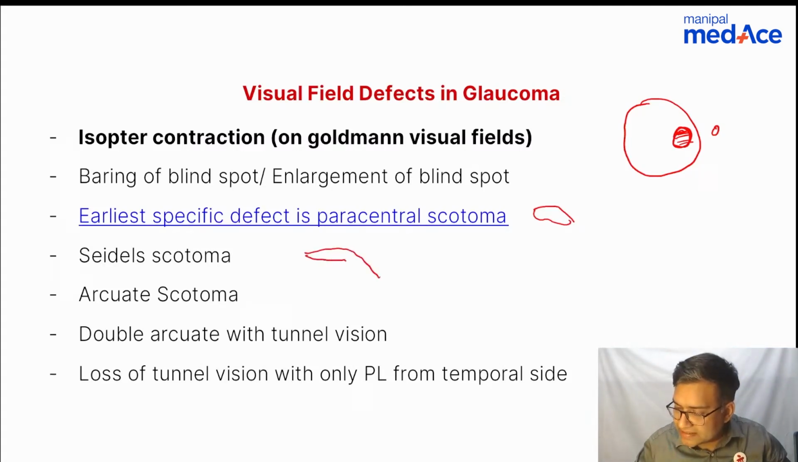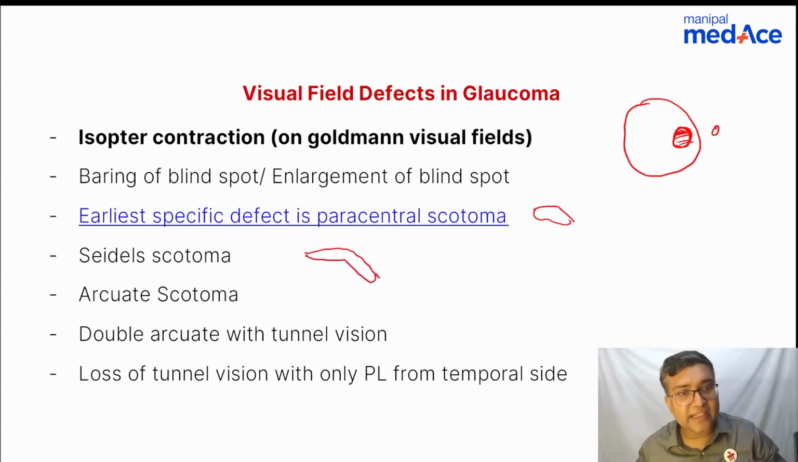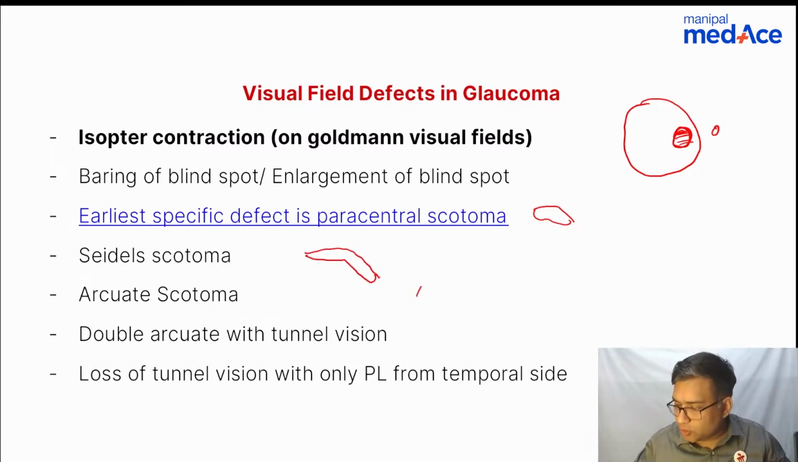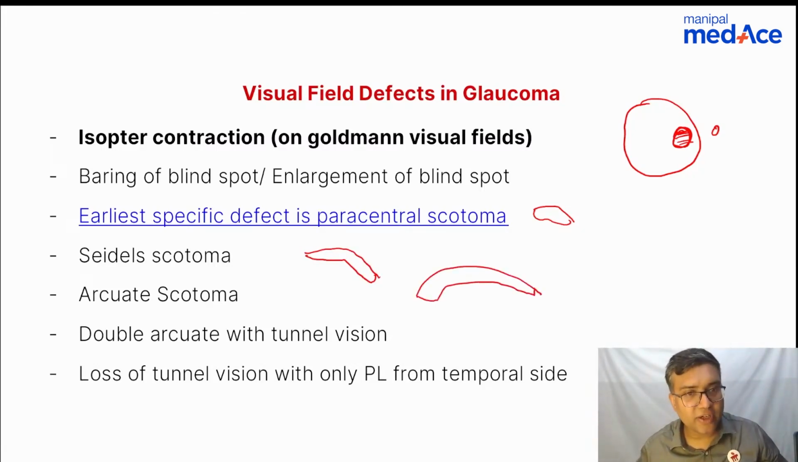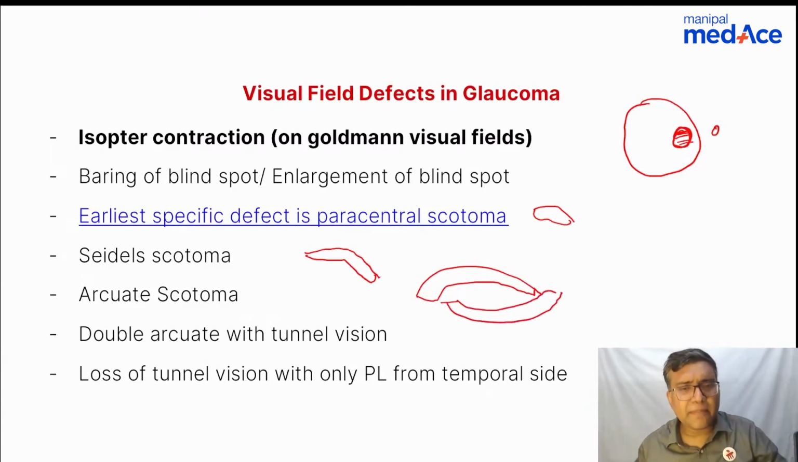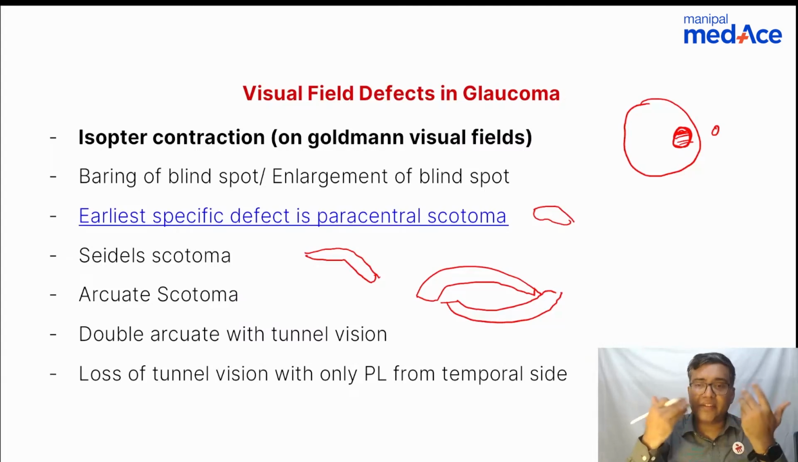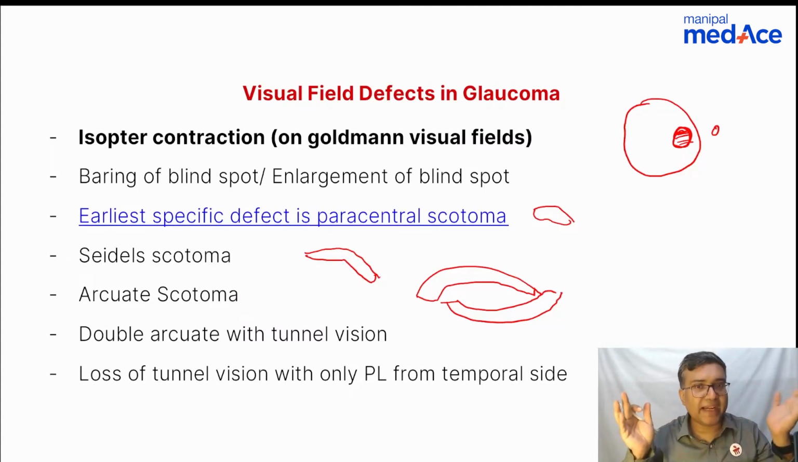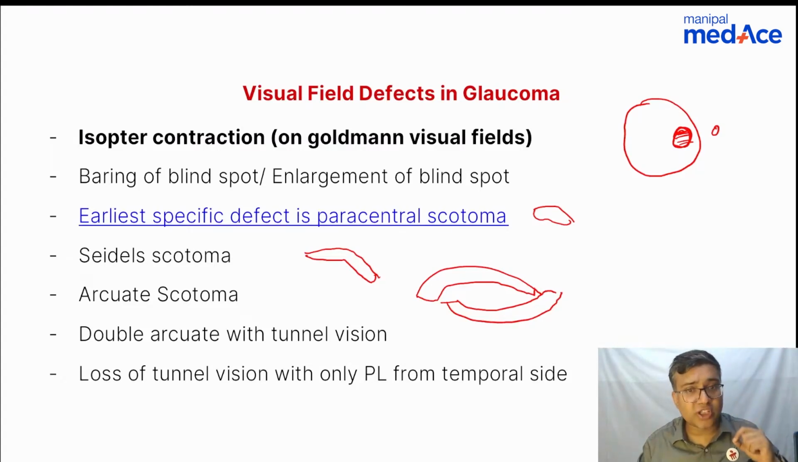The first specific defect that you see in these patients is a paracentral scotoma, and that can later lead to a sickle shape, that is called a Seidel scotoma, that would go to the horizontal midline and cause an arcuate scotoma. Then there would be a second one going in the inferior part as well, that is called double arcuate scotoma. And last, there would be only tunnel vision, and even after that there would be complete blindness. So these are the various important field defects in chronological order for glaucoma.